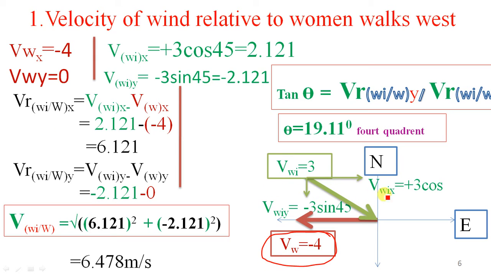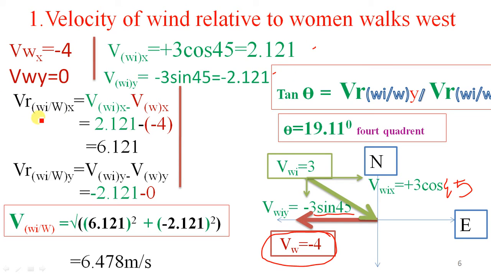Again we have to resolve this into its two components. Plus 3 cos of 45 is the component of wind in x direction, and the component of wind in y direction is minus 3 sine of 45. So these two components we have already found.